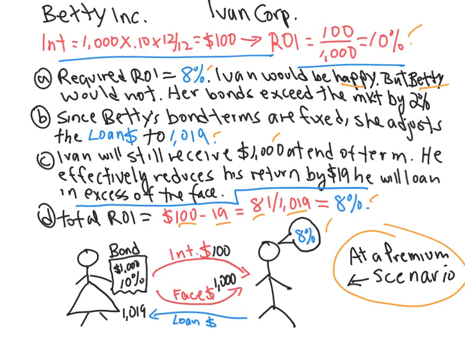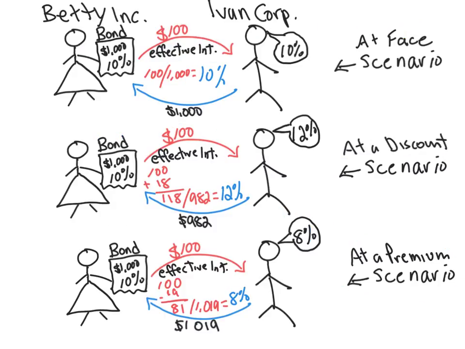And again, the point is that you get $100 through the interest payments, and you reduce it by the premium that was paid initially. And so this proves how you do the adjustment to match the market rate. Here is the summary of all three scenarios.